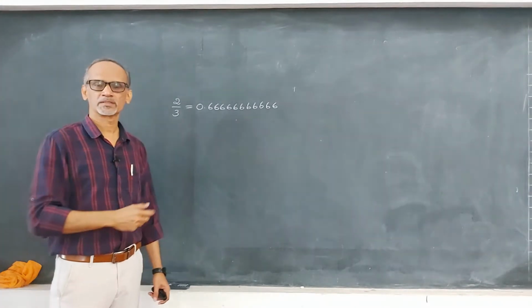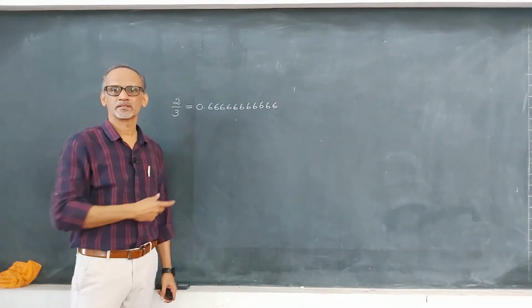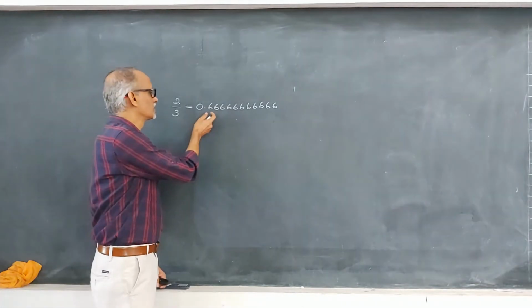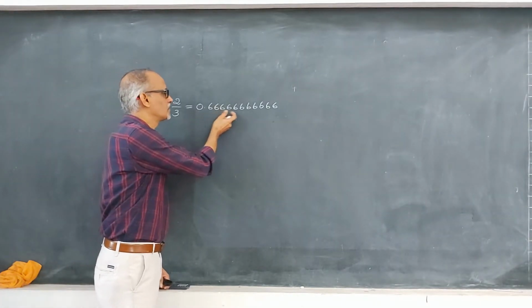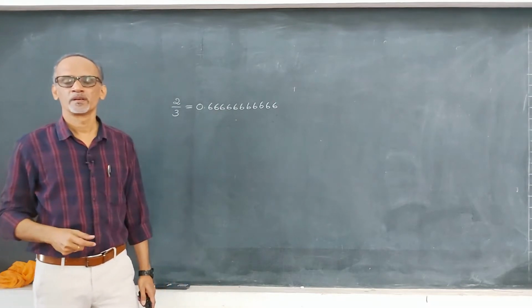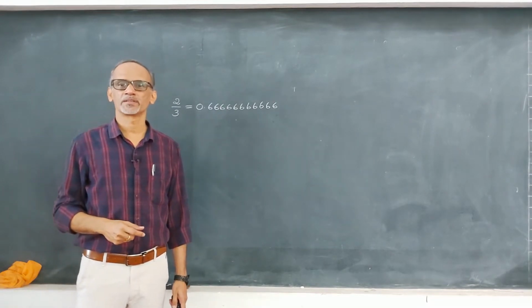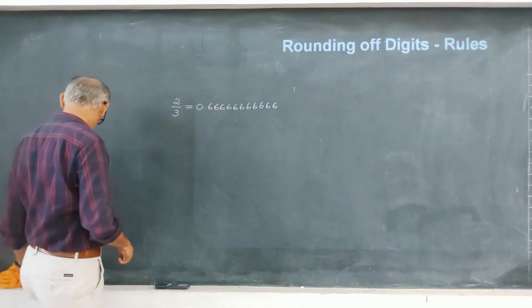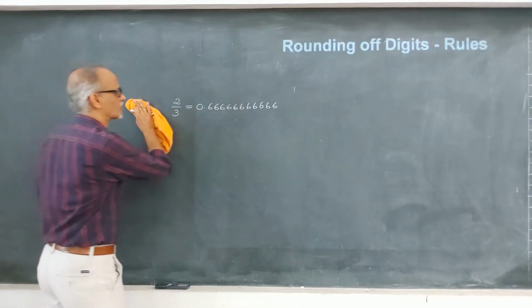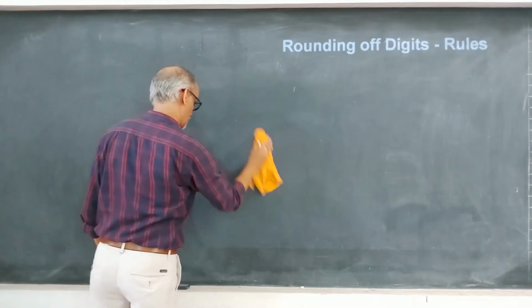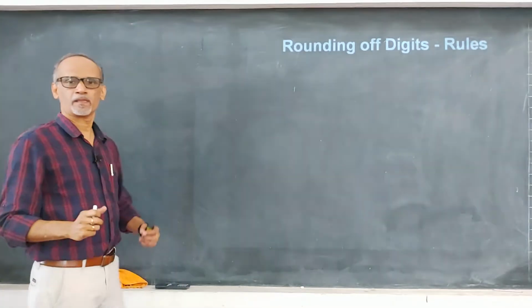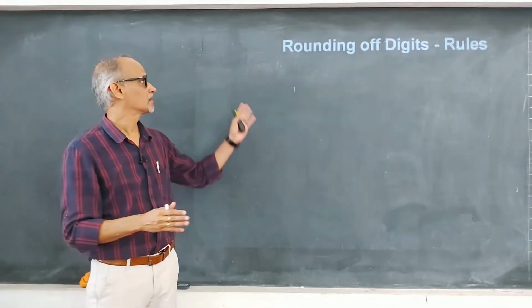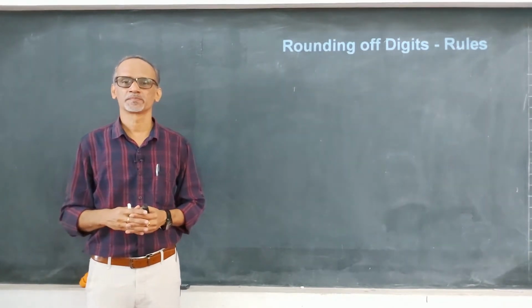And the question is, how many digits do I have to restrict while doing the calculation? Is it 1 or 2 or 3 or 4? That is what today's topic is all about. That's rounding off digit rules. Restricting a number to a certain number of digits is called rounding off digits.